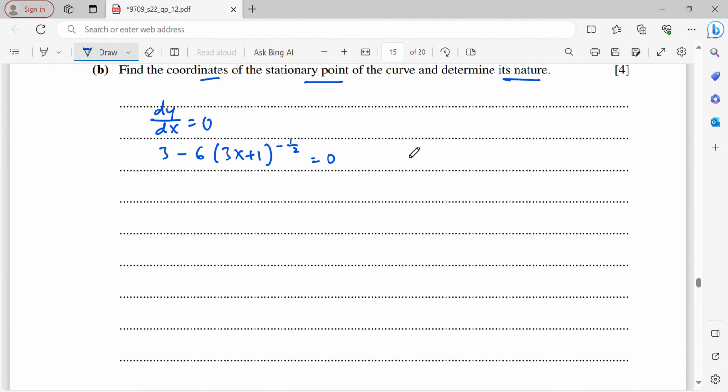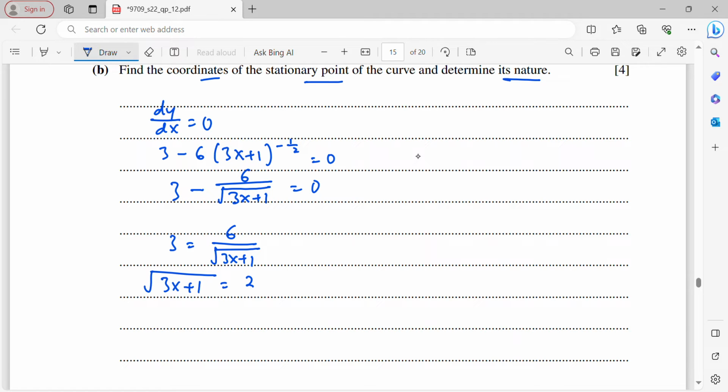To solve this equation, it's better to move down the 3x plus 1 to the power of half, because there's a negative degree there. So I will change to 3 minus 6 over square root of 3x plus 1, then equals to 0. So I will move the whole negative to the right side. It will be 3 equals 6 over square root of 3x plus 1. Then the square root moves up, the 3 moves down. So 6 over 3 is 2.